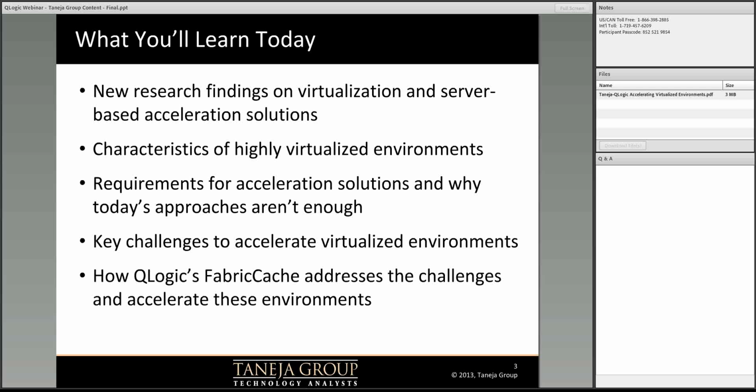Today, you'll learn about using flash memory to accelerate virtualized environments. Jeff Boles will cover some research findings from a recent research study conducted by his firm, the Taneja Group. He'll also look at the I/O characteristics of these virtualized environments and what is needed to accelerate them. Also, why don't some of these solutions stack up? We'll also look at some key challenges to deploying flash in virtualized environments and how QLogic's Fabric Cache solution uniquely solves these problems. Now I'd like to turn it over to Jeff Boles, Senior Analyst at Taneja Group.